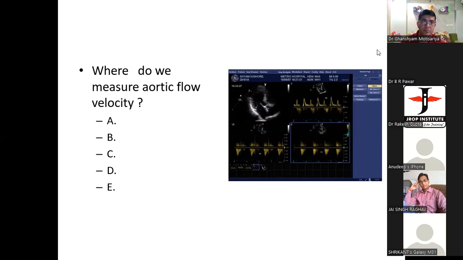So where do we measure velocities? Aortic flow velocities. Hello, sir, can you hear me? I'm able to hear you. Please go ahead. Ascending aorta in suprasternal position, sir. No idea, sir. This is not right, Anudeep. Neither are you reading, nor do you have a laptop. Okay, sir. Dr. Karanveer.